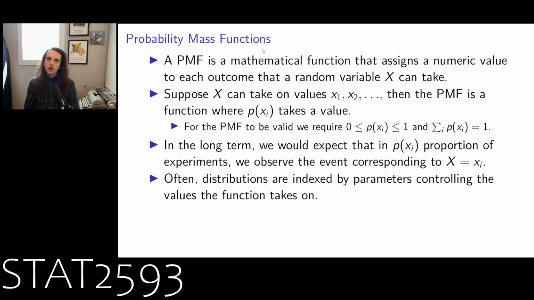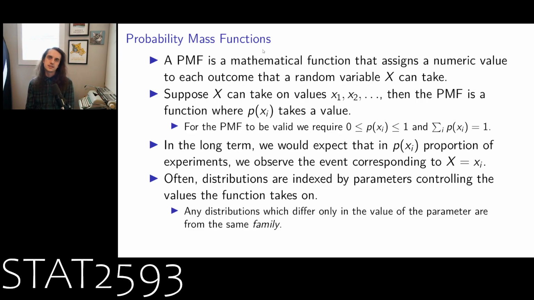Now, oftentimes, instead of just assigning a numeric value, so x1 has a certain probability, x2 has a certain probability, and so forth, we'll actually try to express this through some sort of mathematical function. And if that's the case, then we're frequently going to need parameters, which are going to control these different probabilities at different events. If you have a distribution which is characterized by a parameter, you could think about changing that parameter, which is going to give you a different distribution, but ultimately it's all going to come from the same family of distributions. So any distributions that differ only in the parameter values are from the same family. And we'll see some examples of what I mean by this very soon.